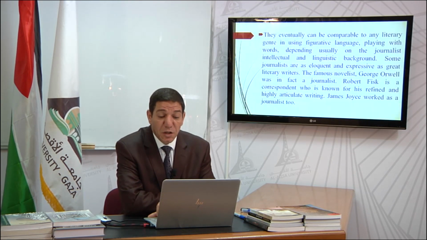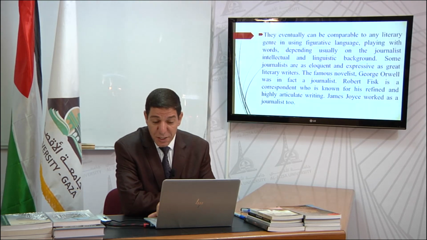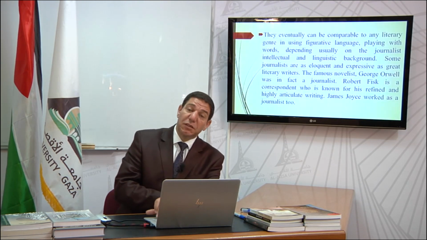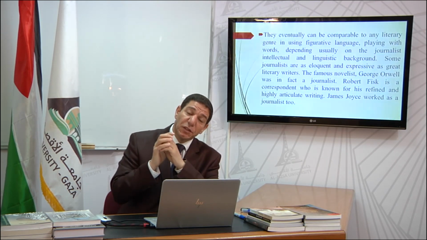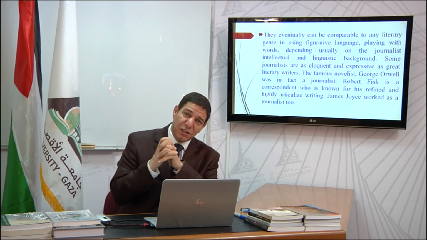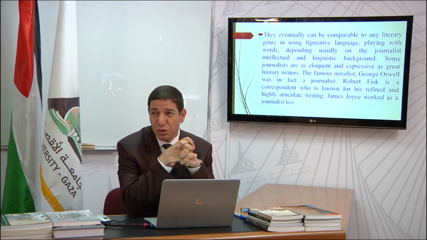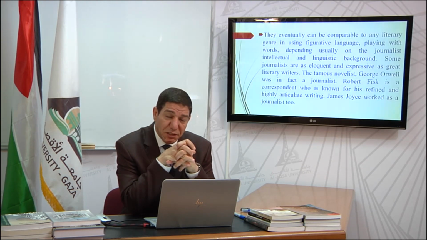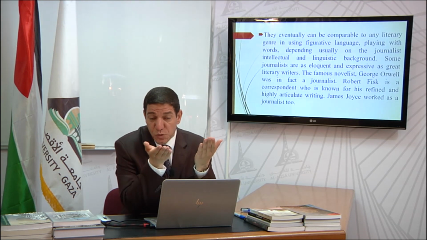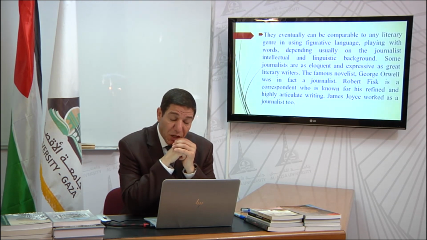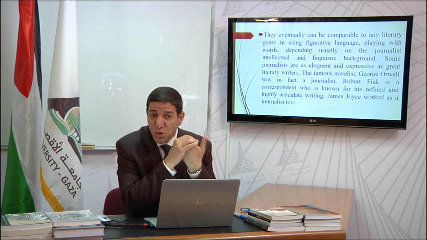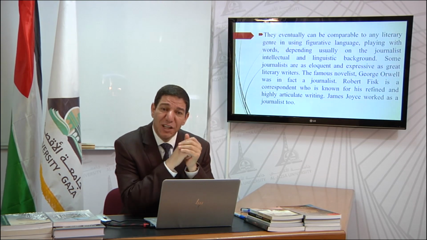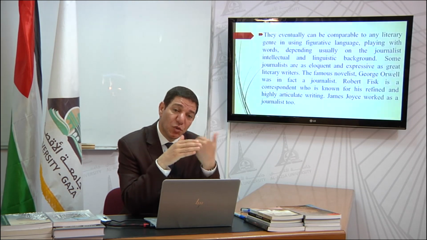Although they are eventually comparable to any literary genre in using figurative language, you can play with words, you can depend on journalists' intellectual and linguistic background, and we know that some of the most famous writers in the world started as journalists and remained as journalists. H.G. Wells, a very famous historian, always preferred to be called a journalist. George Orwell, the writer who produced the masterpiece Animal Farm and 1984, was in fact a journalist, and he spent most of his life as one. Robert Fisk, with his elegant style, is a journalist as well. We also know Arab writers who enjoy elegant style, like Ahmed Bahauddin, like Muhammad Hassanein Heikal, like Tawfiq al-Hakim. Tawfiq al-Hakim was a journalist, by the way, although he was also a playwright. Okay?